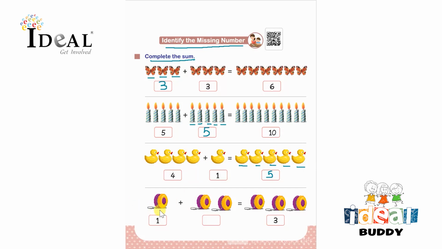After that again here 1 object is given. So 1, then 1, 2. So there are 2 objects here. So together they make 1, 2 and 3 objects.